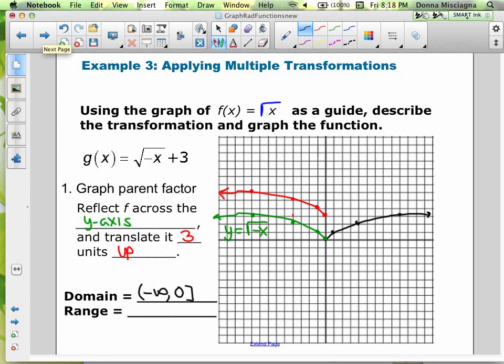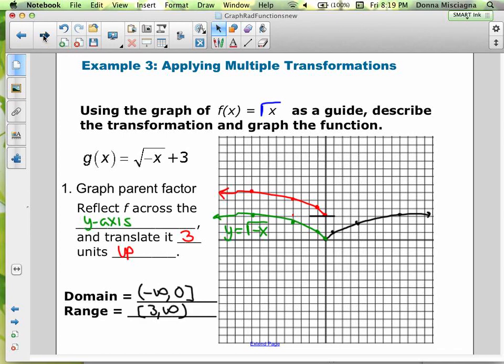The range. Notice our smallest y value is right there. That's the smallest y value. The whole graph has been shifted up 3. If I take a square root, I'm going to get positive numbers, but if I shift it up 3, I can't get anything less than 3. But it's going to keep on growing vertically, in the y direction. Oh, was that 3 down?